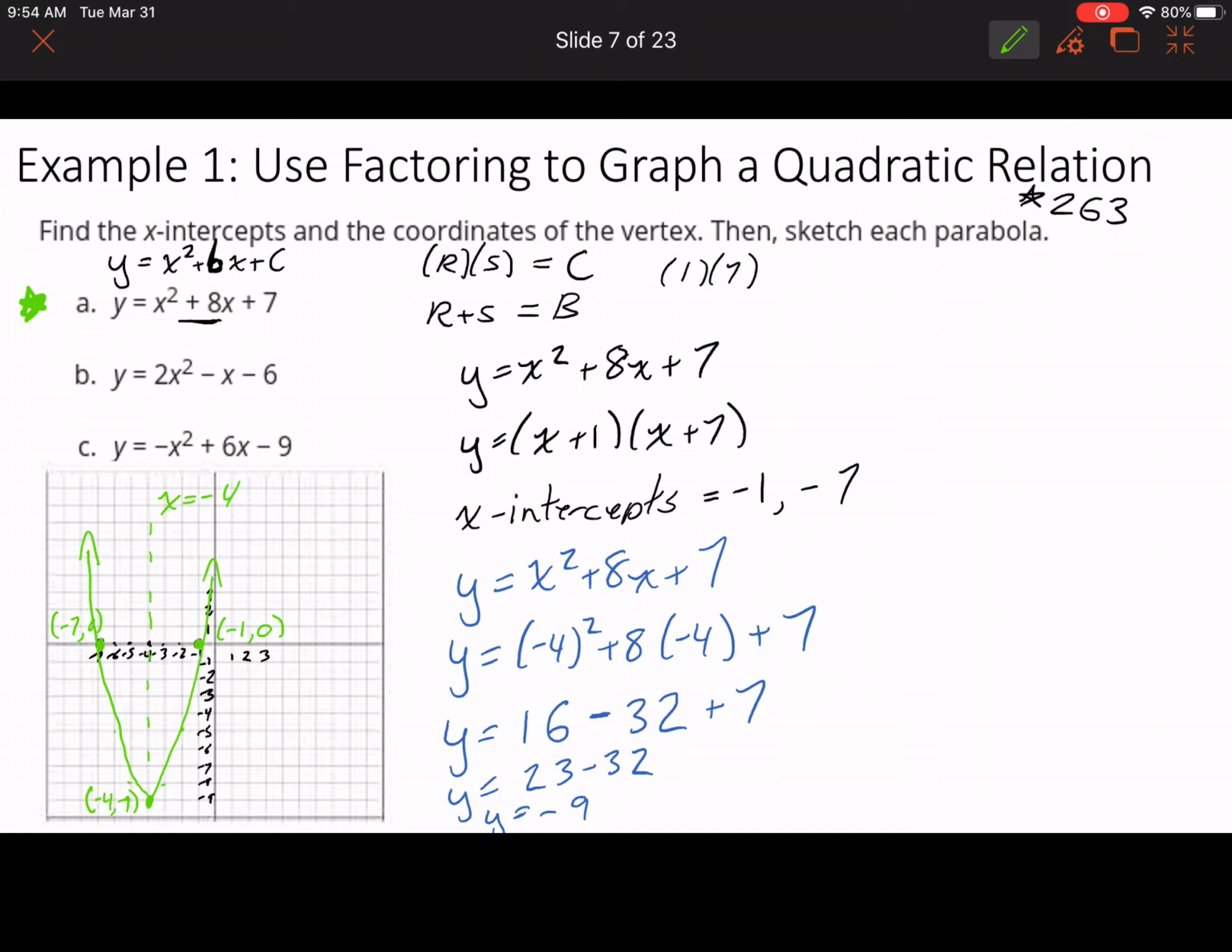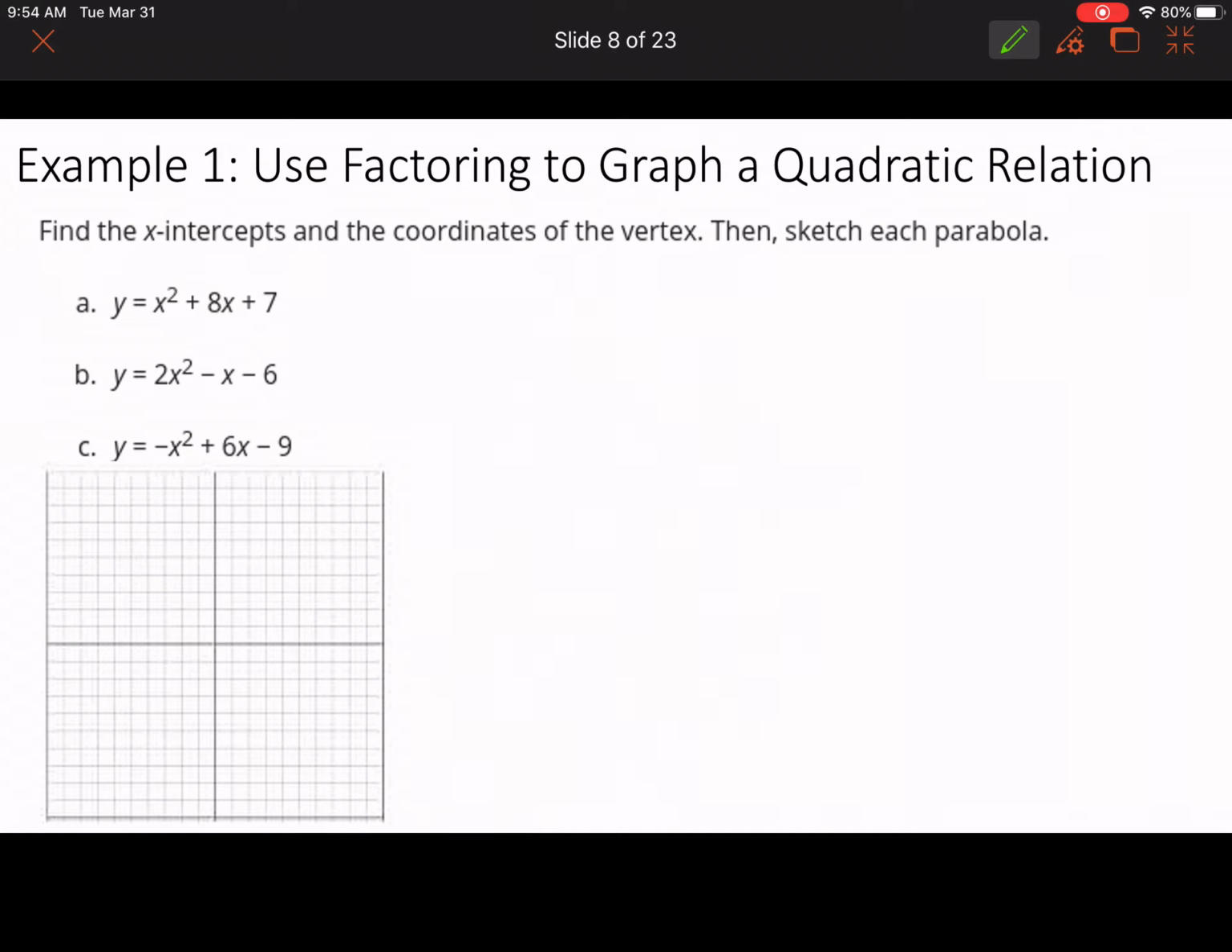All right, b. So b, we do have an a term, which means that we need to find two numbers that multiply to now a times c, which equals 2 times -6, so -12. And they also need to add to our b term, which is -1.